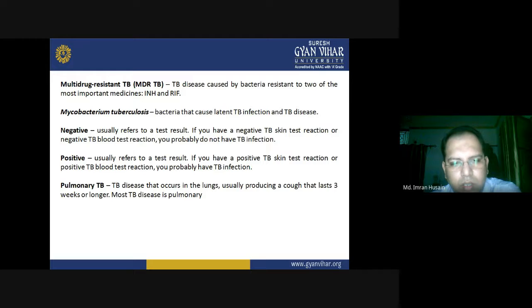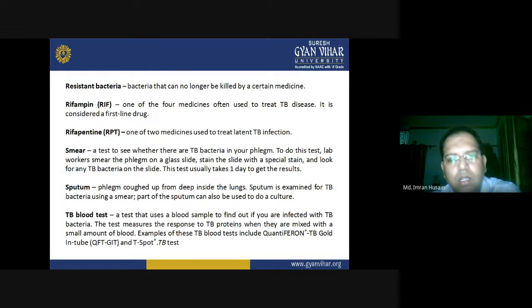Pulmonary TB: the disease that occurs in the lungs, usually producing a cough that lasts for 3 weeks or longer. Most TB disease is pulmonary in nature. Resistant bacteria: bacteria that can no longer be killed by certain medicines.